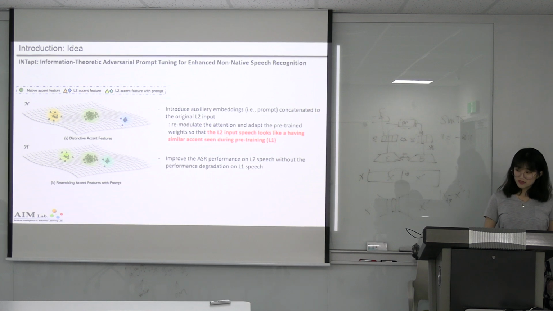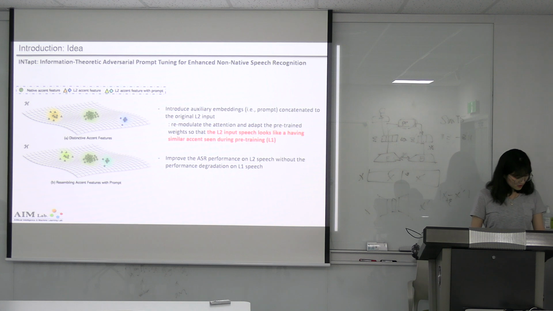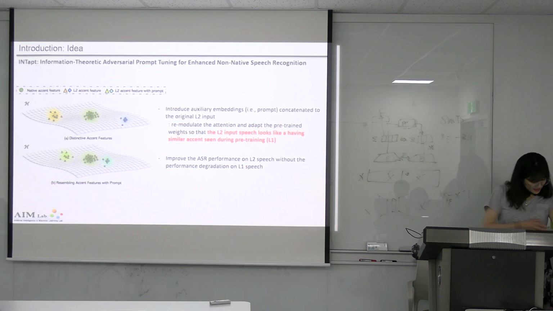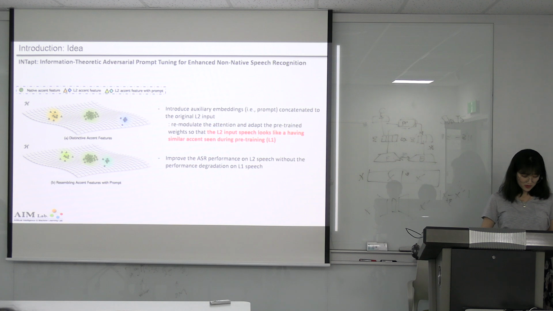Can I go next? Yeah, please go. Yes. So the idea of this study is to bring the accent feature of non-native speakers closer to the accent feature of native speakers through the prompt as in B. In other words, by concatenating the prompt with the input data and inputting it into the model that has already been trained with native speaker speech, this method makes the model consider that the non-native speaker speech has a similar accent to that of the native speaker speech. So it enables improvement of speech recognition performance for non-native speakers' utterances, that is, L2 speech, without degrading the performance of native speaker speech, that is, L1 speech.